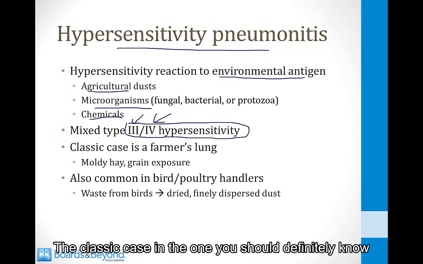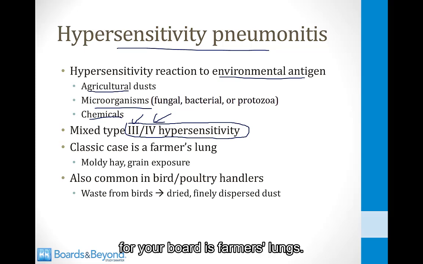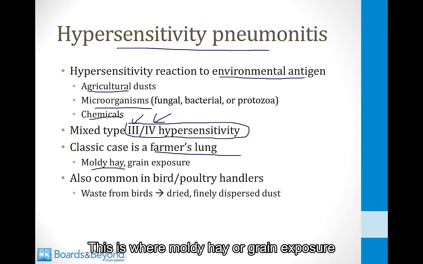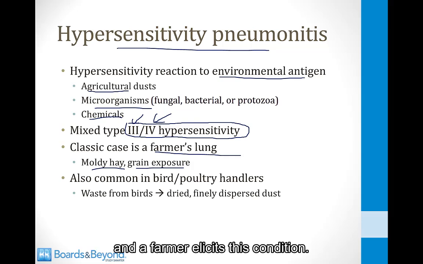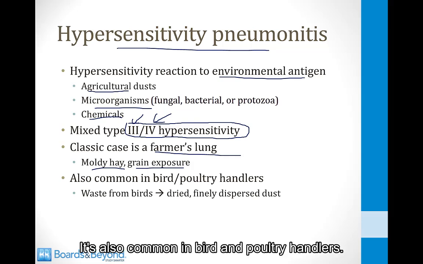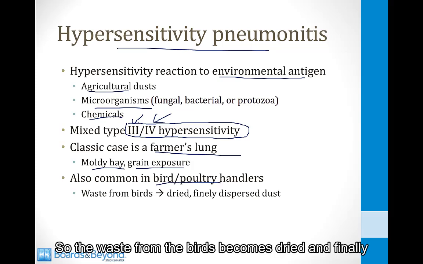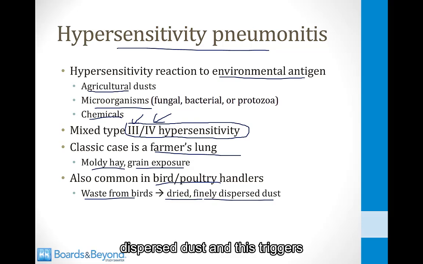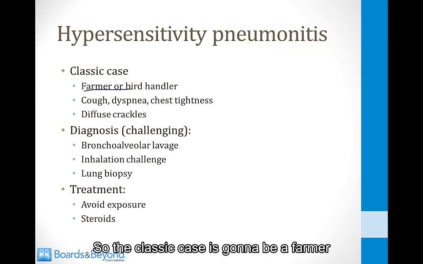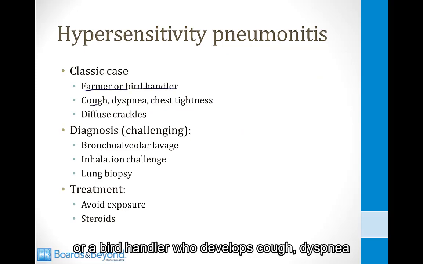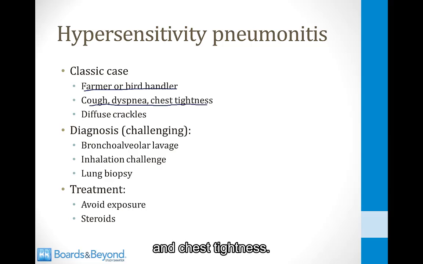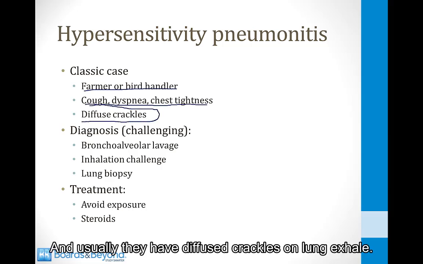The classic case, and the one you should definitely know for your boards, is farmer's lung. This is where moldy hay or grain exposure in a farmer elicits this condition. It's also common in bird and poultry handlers, so the waste from the birds becomes dried and finely dispersed dust, and this triggers the hypersensitivity reaction. So the classic case is going to be a farmer or a bird handler who develops cough, dyspnea, and chest tightness, and usually they have diffuse crackles on lung exam.